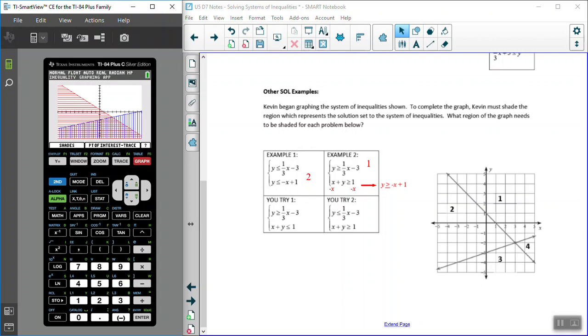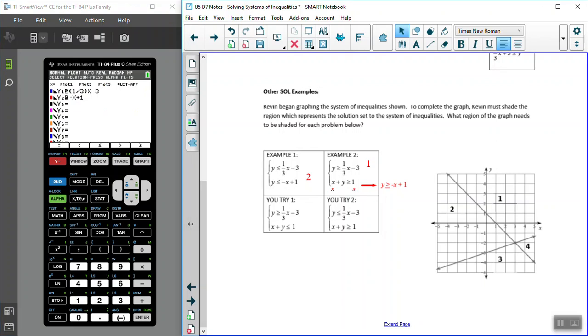We said region 2, didn't we? Well, that's not what's showing up. Let's make sure I typed them in right. Less than or equal to 1/3 x minus 3, negative x plus 1. I typed them in right. What did I do? Less than, and less than, oh, I just looked at that wrong. Okay, so that's not 2. That should actually be a 3. I made the mistake. All right, so that should actually be 3.